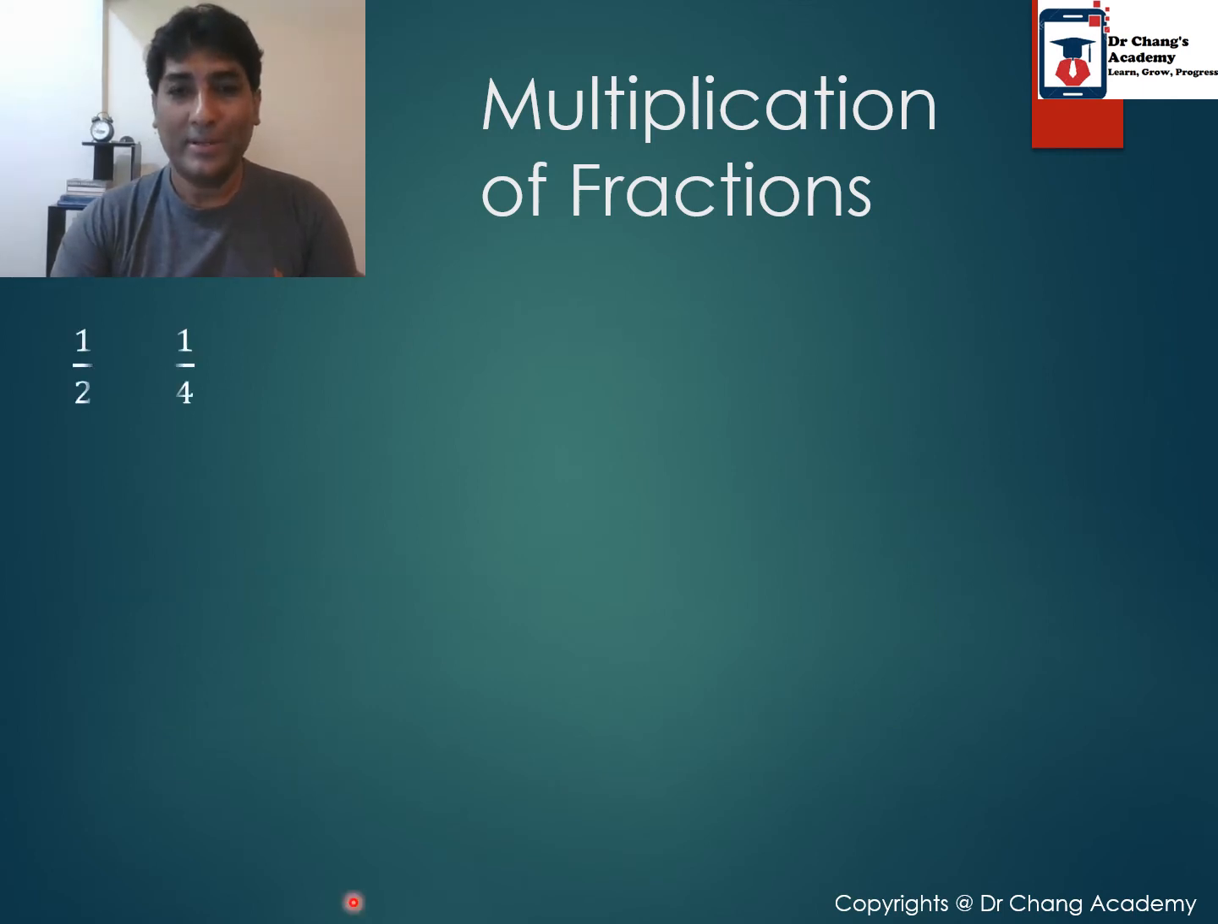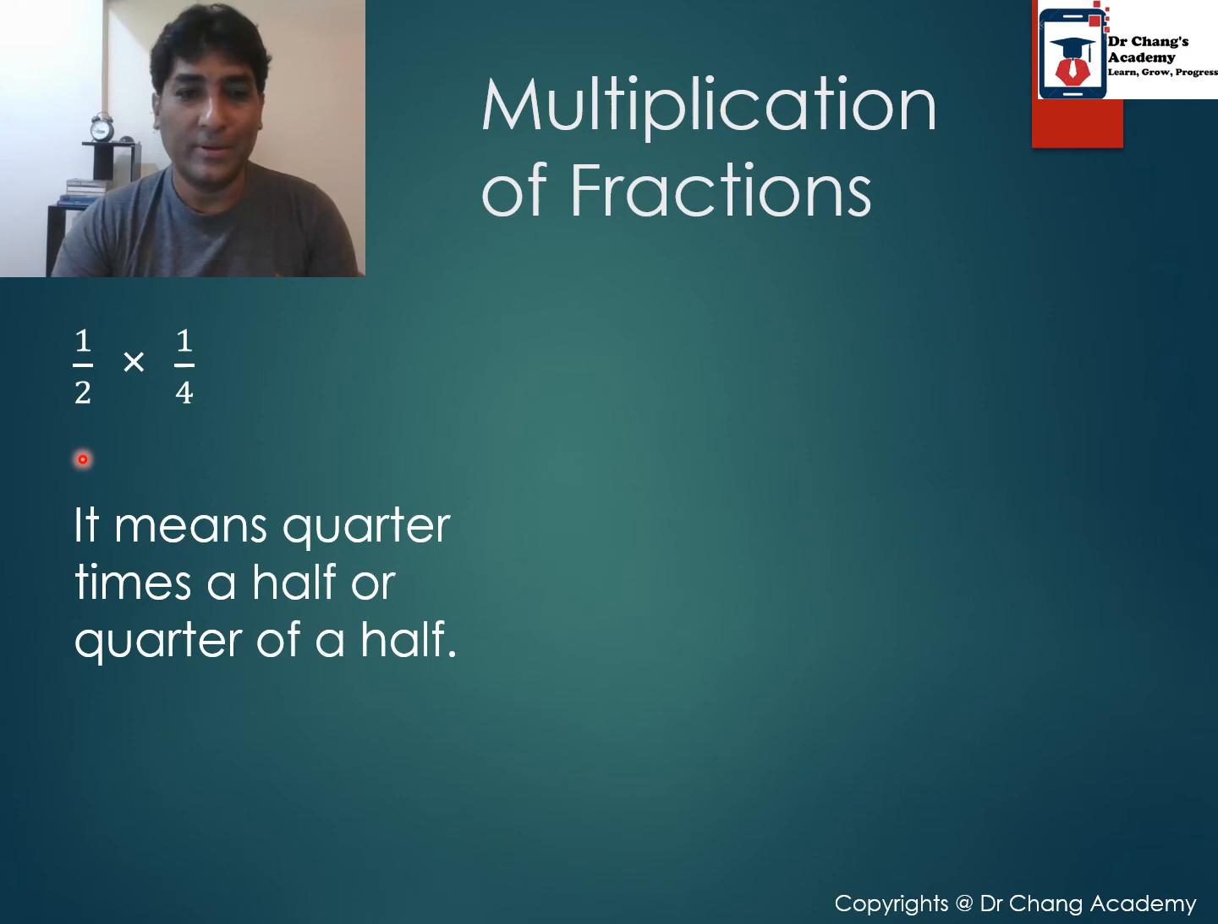Okay, so let's build on our understanding further. Half multiplied by a quarter. What does it actually mean? It means a quarter of a half. Now remember, when we say quarter, that means a fourth part. So we are asking what the fourth part of a half is. So quarter of a half, or half times a quarter. Procedurally, this is what it means.